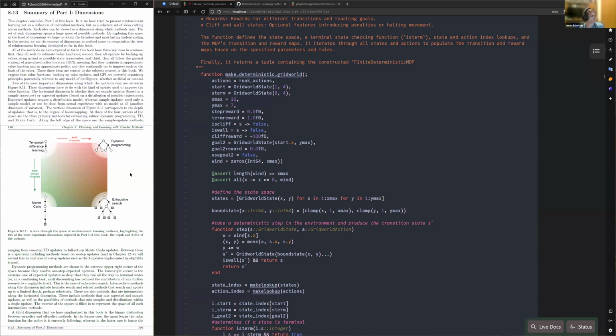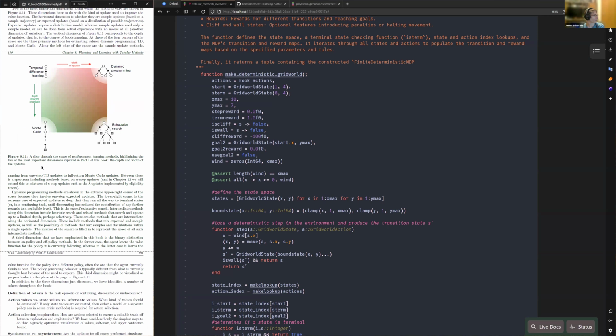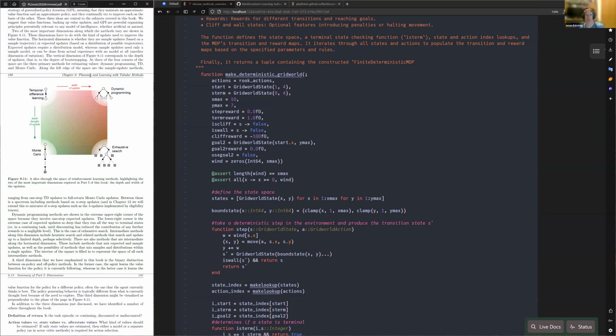Everything else is a lot of different implementation details and little tricks. Also, you can read the summary of part 1, which goes through its own perspective on the difference between the techniques and the difference between sampling and dynamic programming.